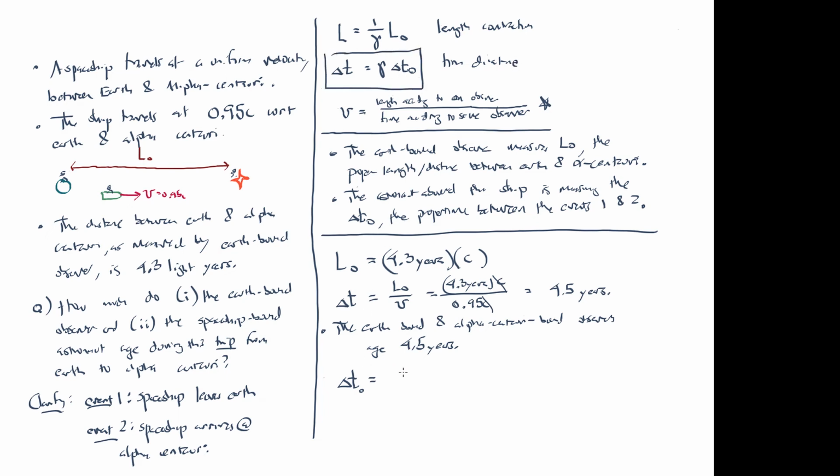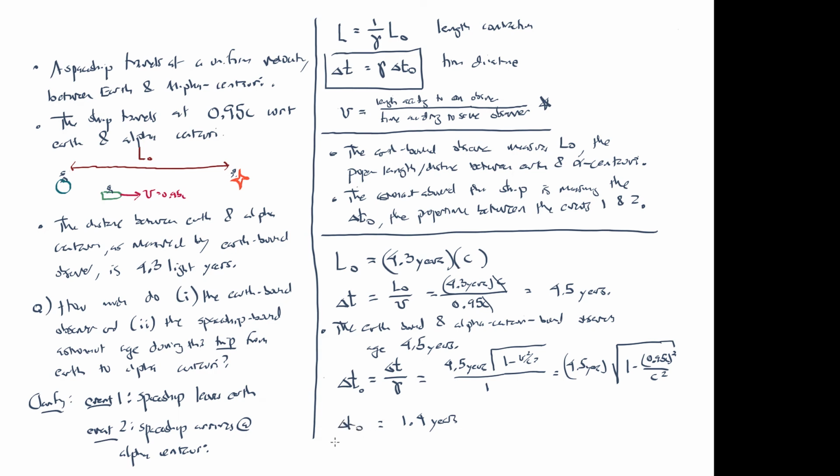So we can solve for delta t naught. It would be delta t divided by gamma. I'm rearranging the time dilation formula. And we just found delta t was 4.5 years. And now we need to plug in gamma. Whoops, I guess gamma is in the denominator. So let me go back a moment. So gamma is 1 over the square root of 1 minus v squared over c squared. Okay, and we can plug in our numbers. 4.5 years times the square root of 1 minus (0.95 c) squared over c squared. And I did these calculations previously, so we end up getting 1.4 years.